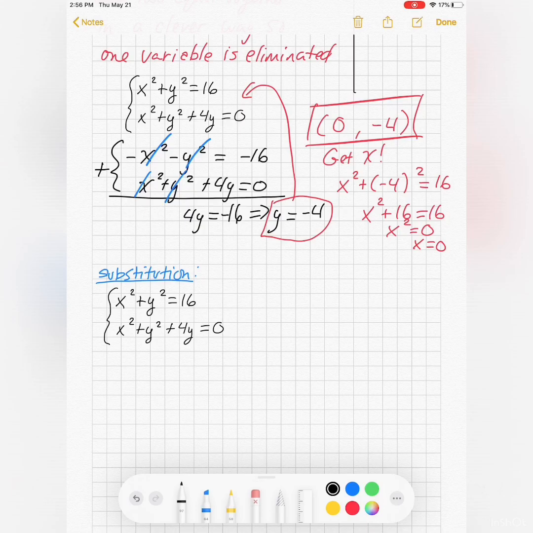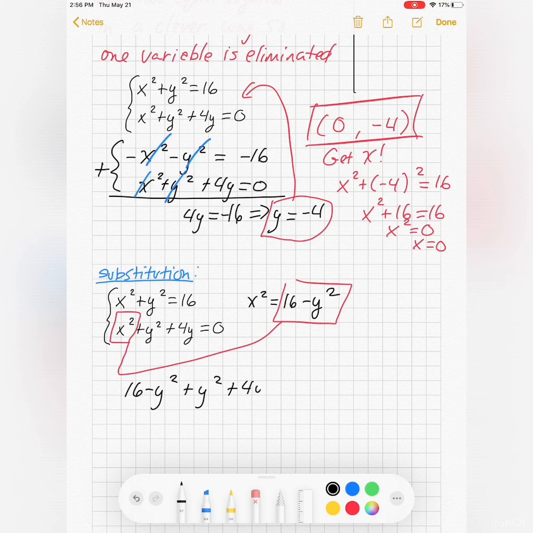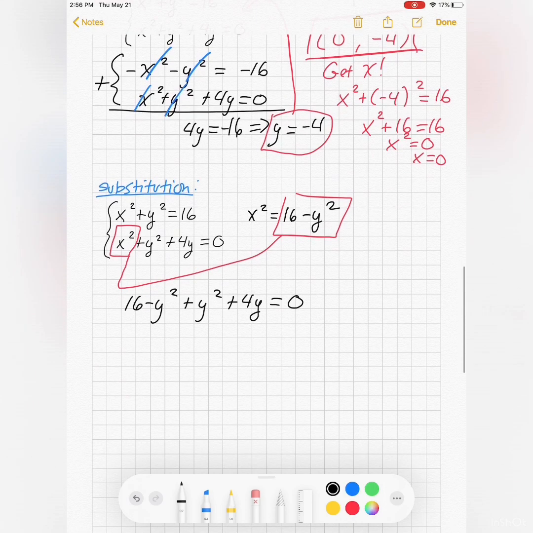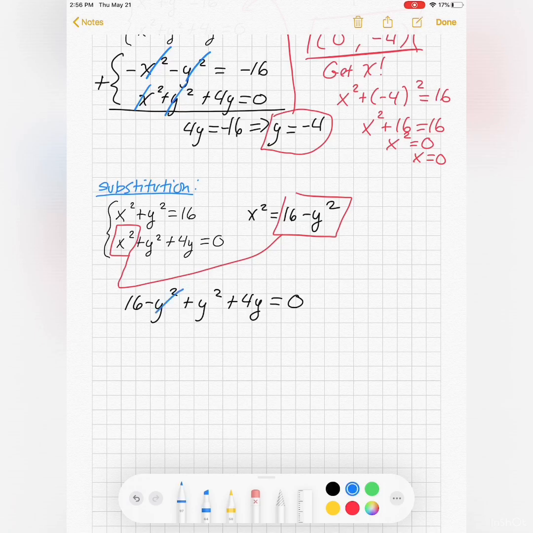What if I solve the top equation for x squared? What if I take that and substitute it in for x squared here? Then I have 16 minus y squared plus y squared plus 4y is 0. Then look at that, these cancel, and we're back where we were before. So that's a thought.